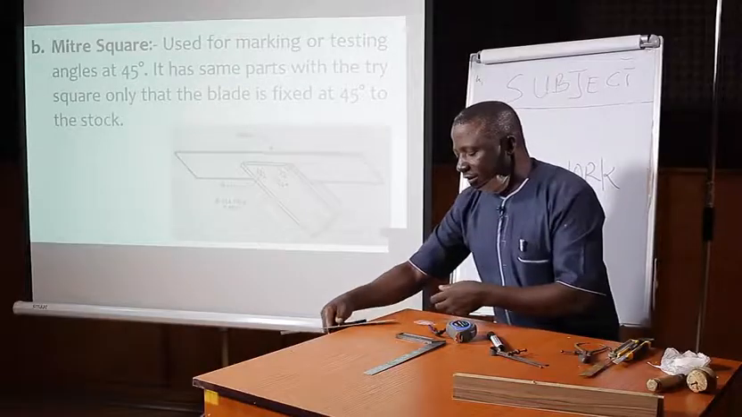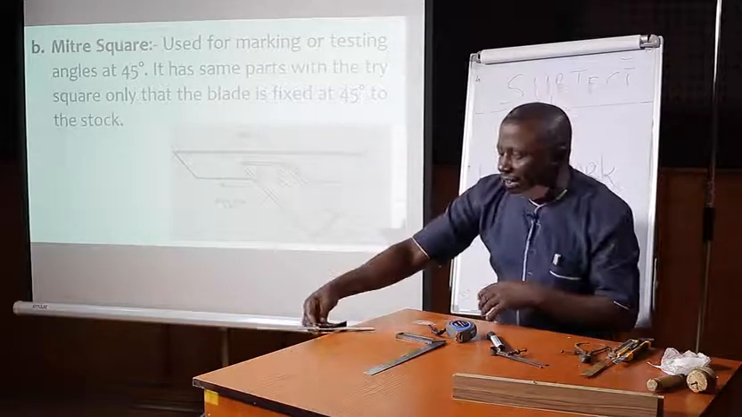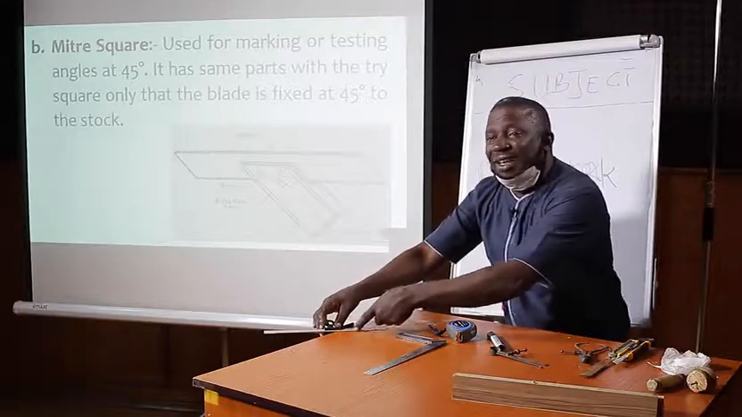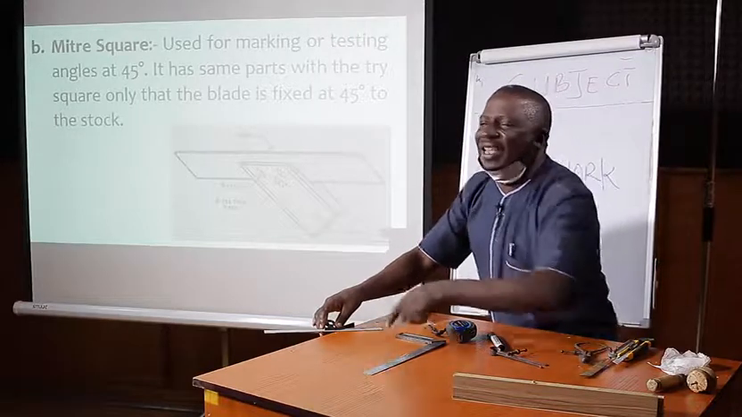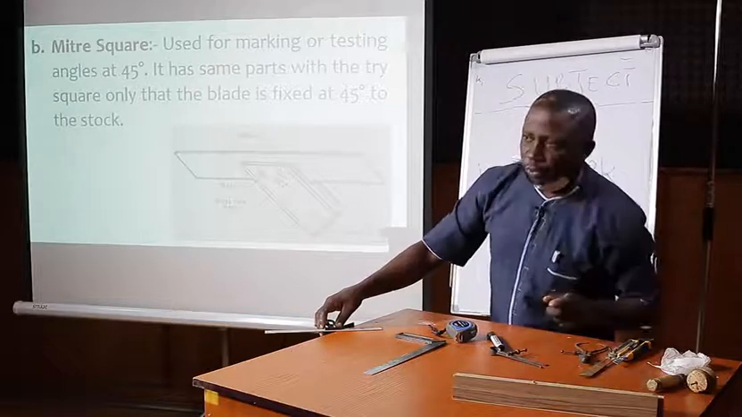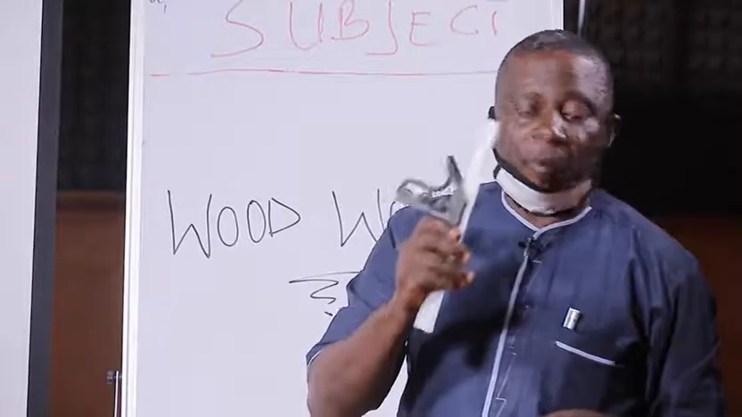Now look at this. This angle now is 45 degrees. So immediately you put it this way and you draw a line on this, this line is going to be at 45 degrees to any of the edges of the object that you are working upon. So it is used for mitering.